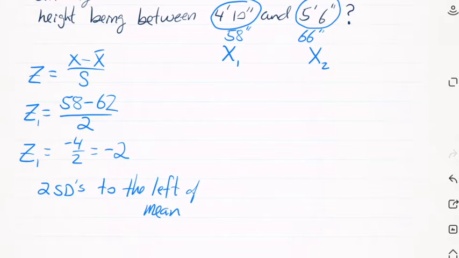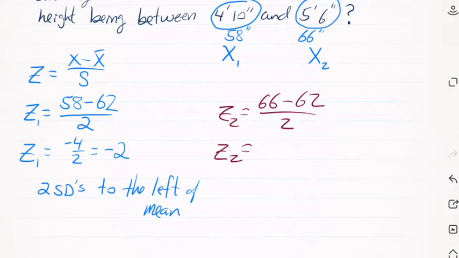Okay, and we'll do the same thing for z2. So z2 is equal to 66 minus the mean, 62, divided by the standard deviation of 2. So z2 is equal to 4 over 2, which is equal to 2. So this is 2 standard deviations to the right.